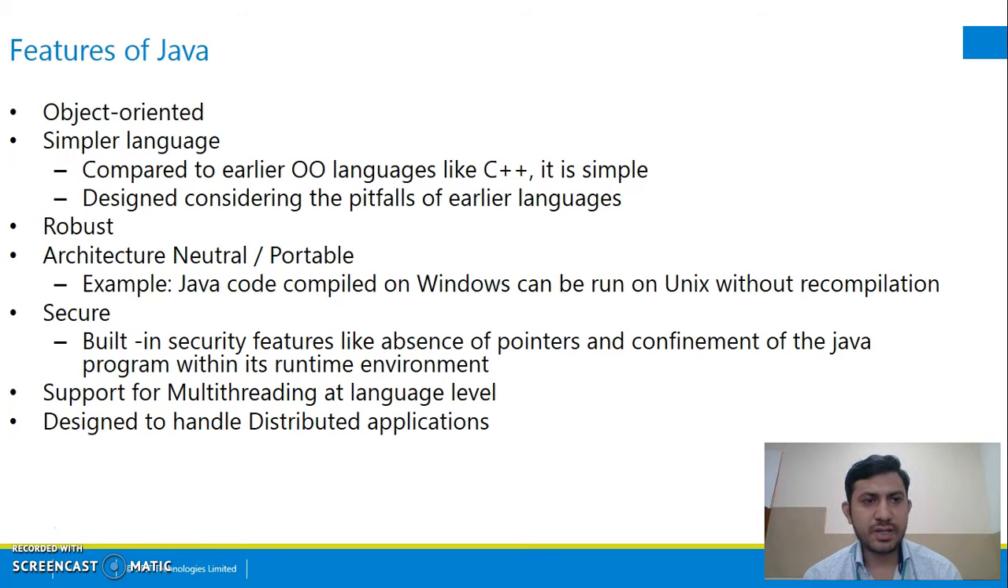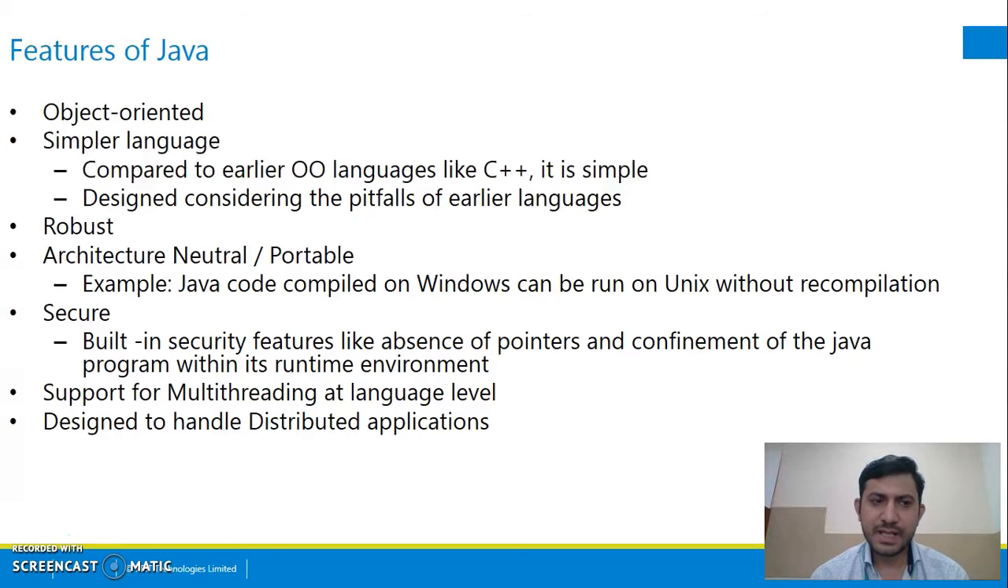First one is it is object-oriented, so it provides all those four features: abstraction, polymorphism, encapsulation, and inheritance. Java is simple language. If we compare this language with other object-oriented languages like C++, it is simple. The reason is there are many complex features in C++. Those are removed in Java, like operator overloading, pointers, multiple inheritance. Those complex features are removed, and some other packages are added in this language.